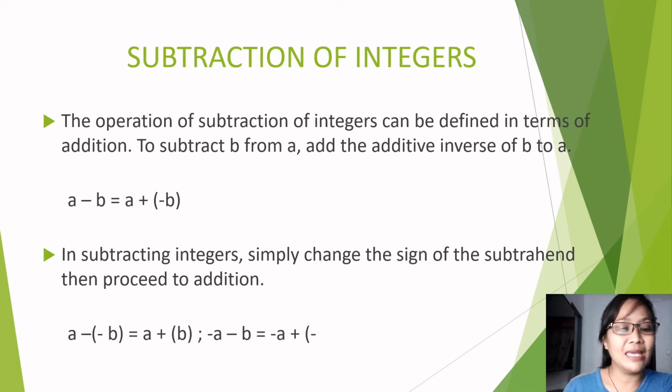So, a minus negative b is equal to a plus b. From subtraction, proceed to addition plus, and then opposite sign ng negative magiging positive. Or, negative a minus b is equal to negative a, copy the minuend. From subtraction, proceed to addition, and then kunin natin ang opposite side ng subtrahend. So, from positive b to negative b.